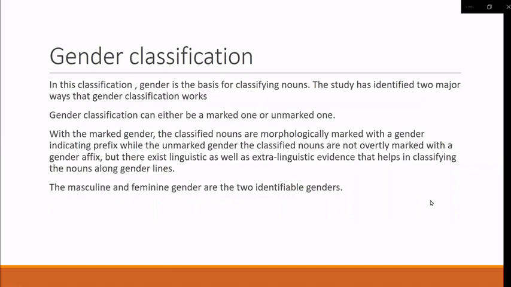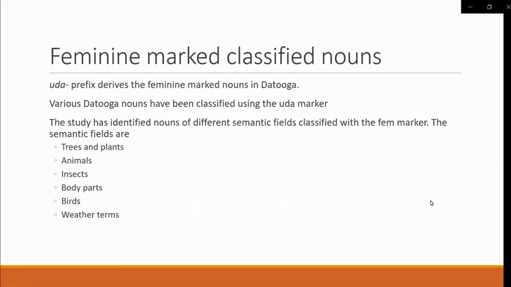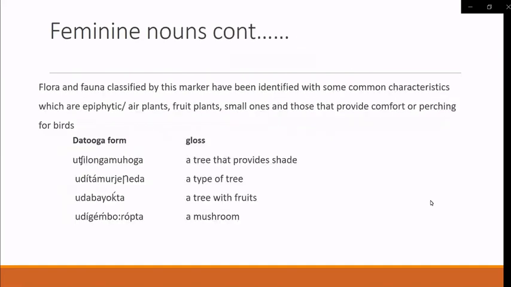The masculine and feminine genders are the two identifiable genders in Datooga nouns. If we look now at the feminine-marked nouns, these are derived using the uda prefix. The study has identified several nouns from different semantic fields which have been classified using the feminine marker. These semantic fields include trees and plants, animals, insects, body parts, birds, and weather terms.